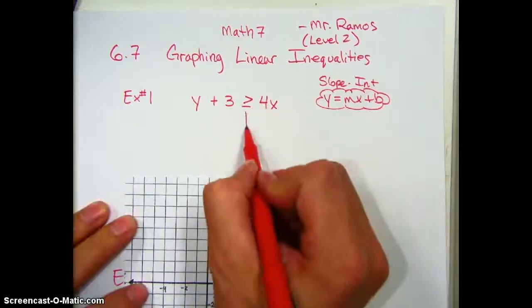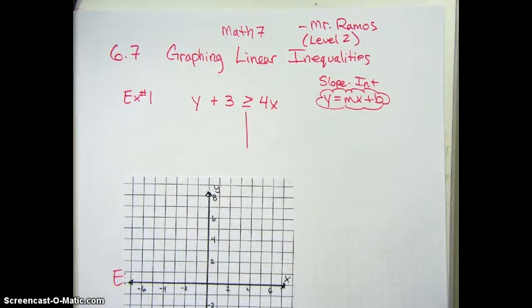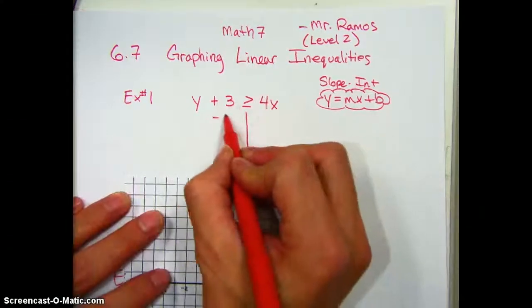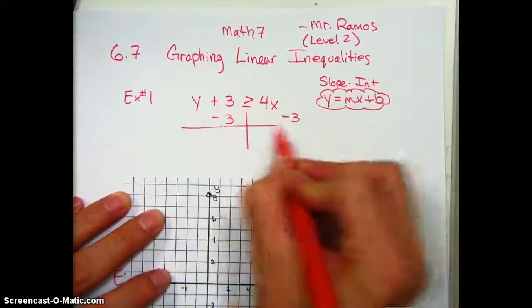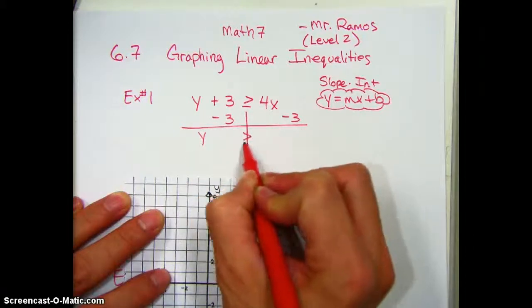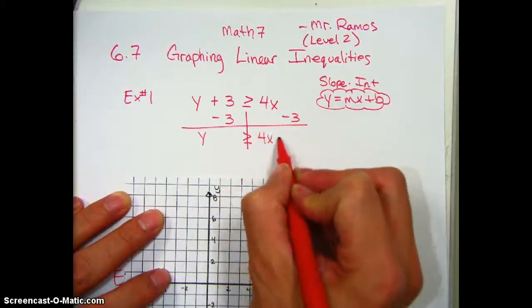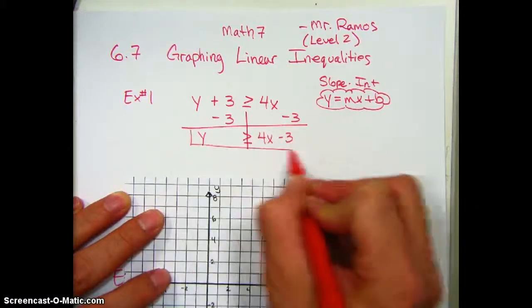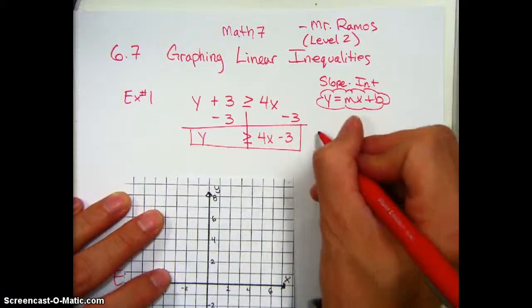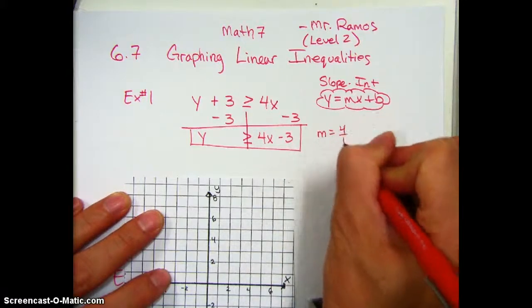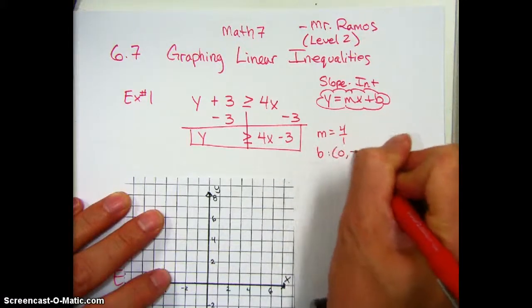If I'm taking a look at this problem here, I need to change something, so I'm going to do that right now. What I'm going to do is subtract this 3, this constant. I'm going to move it over to the other side. Keep this the same. I get 4x minus 3. And so now I have it in slope-intercept form. Now I can tell you that my slope is 4 over 1 and my intercept is 0, negative 3.